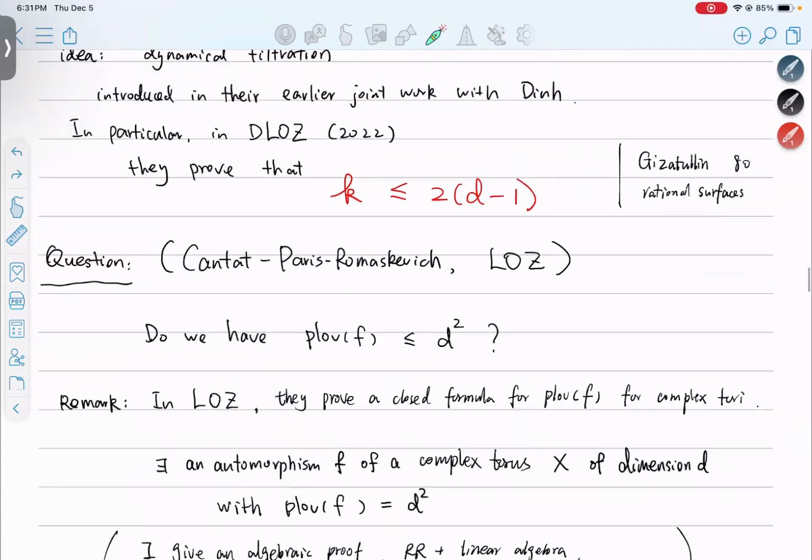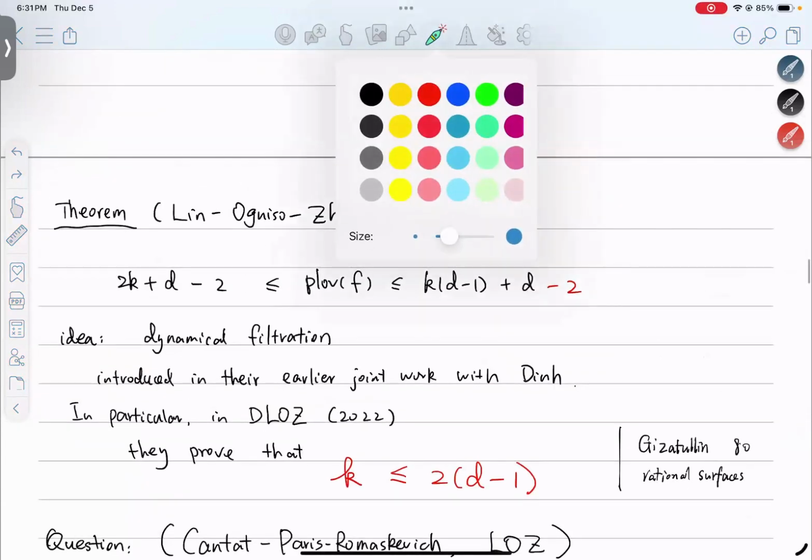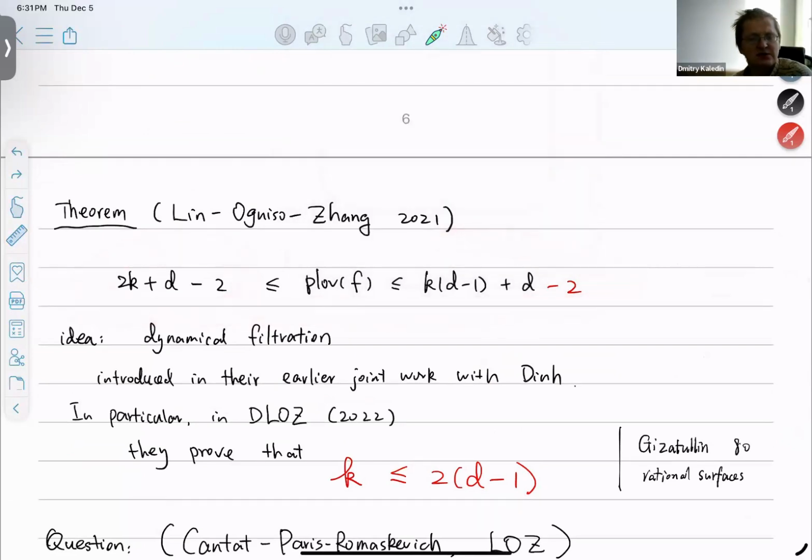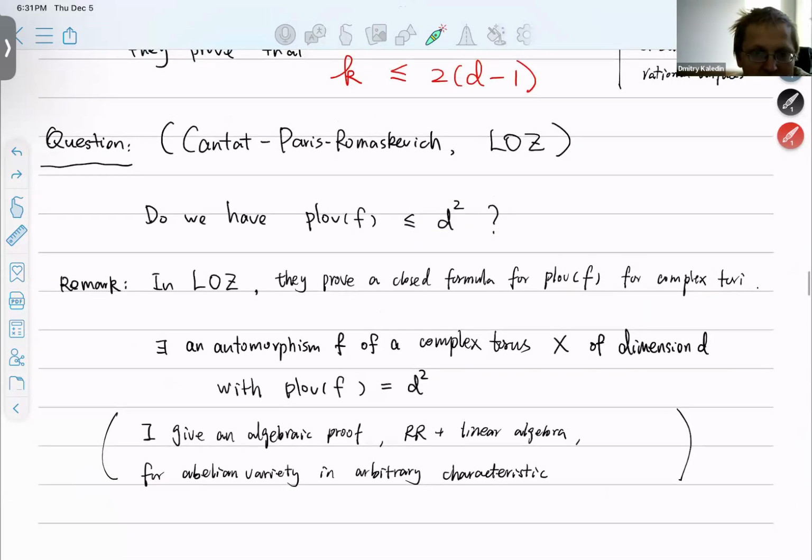You mean, in particular, the lower bound? And you said that the upper bound in certain cases is achieved, like this d squared, on the complex tori. And do you know something about how sharp the lower bound is?